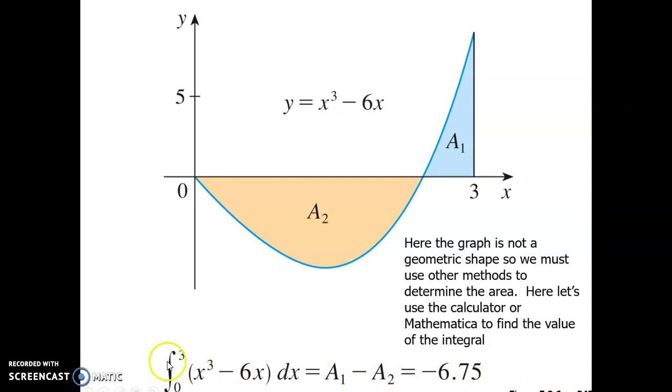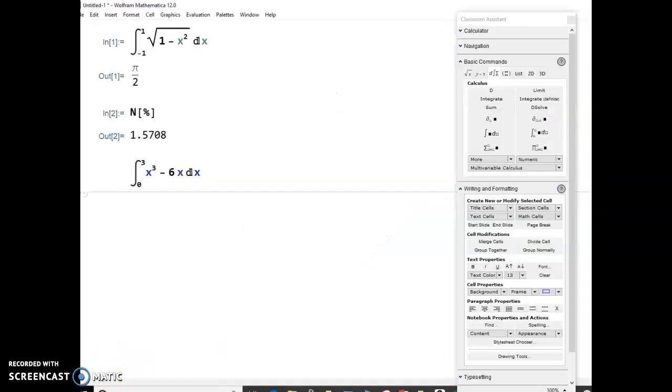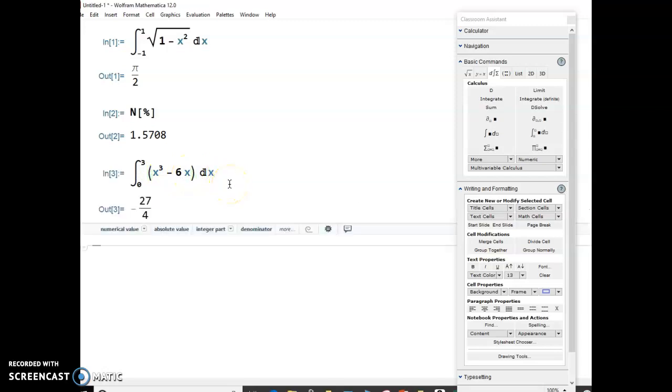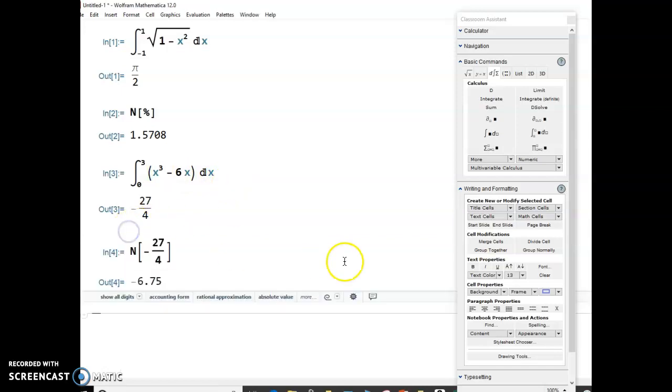So let me stop the video for a second and I'll get back into Mathematica and show you how we can do this. All right, so what I did here in Mathematica is I said, okay, Mathematica, what is the integral from 0 to 3 of x cubed minus 6x dx? In this particular case, I have to make sure that I take the antiderivative of that whole thing. So I get 27/4. What's that numerical value? It is 6.75.